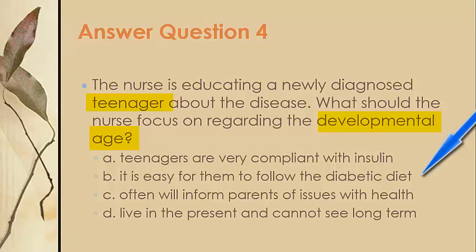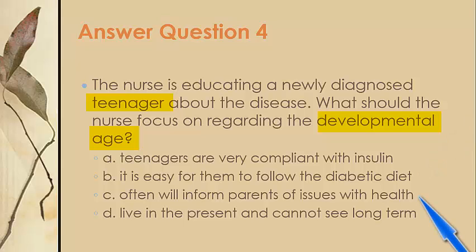It is easy for them to follow the diabetic diet. Don't forget, the teenage years are the independent years, and the teenager likes to go out a lot. Just think of the fast food places that their friends like to go to and hang out. They like to party a lot. They like to go to their friends' houses. So it is not easy for them to follow the diabetic diet. That's where we have a lot of problems with teenagers.